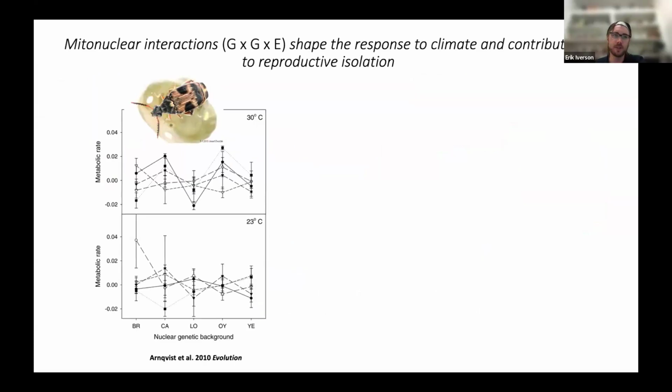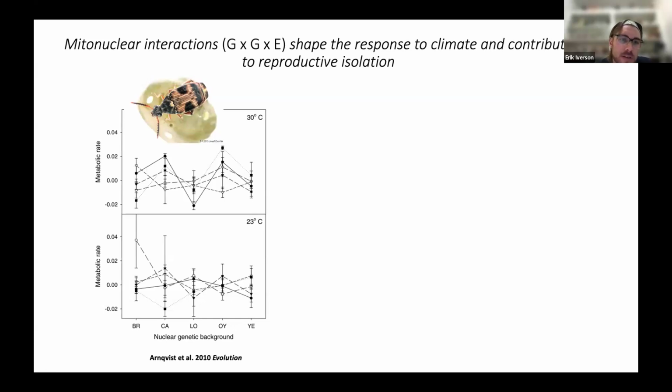Now, a lot of work has demonstrated that interactions between the mitochondrial and nuclear genome, what we call mitonuclear interactions, are really important for determining properties like metabolic rate, and they also interact with the environment. So we talk about G by G by E interactions, which basically influence fitness.